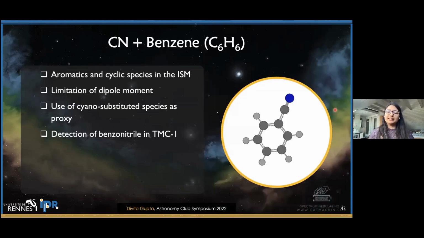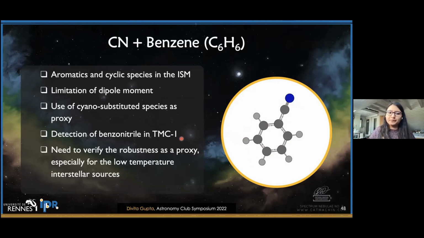So what is the idea? The idea is we use cyano-substituted species as a proxy, okay? This is not an attendance proxy, this is just for a molecule, you're using a proxy. So what you can essentially do is have a benzene ring, substitute that with a CN species over here, and this will actually induce a really good dipole moment to the species because CN is highly polar, okay? And this species was actually detected only in 2018 for the first time using radio astronomy in a Taurus molecular cloud where the temperature is all the way down to 5 to 7 Kelvin, okay?